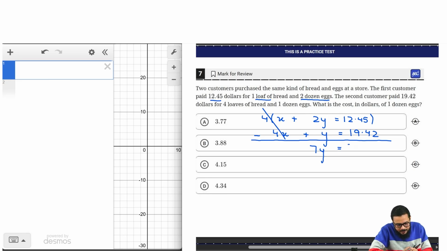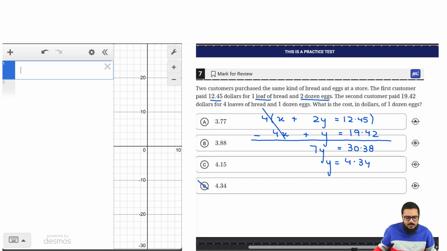So I've got 30.38 right over here, and now I'm going to divide everything by 7, right? So the value of y comes out as 30.38 divided by 7. So I know the cost of 1 dozen of x, that's 4.34, and that's mentioned in answer option D. But again, I think that's genuinely a Desmos question.